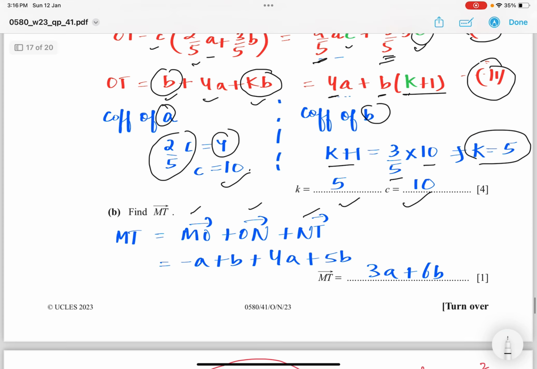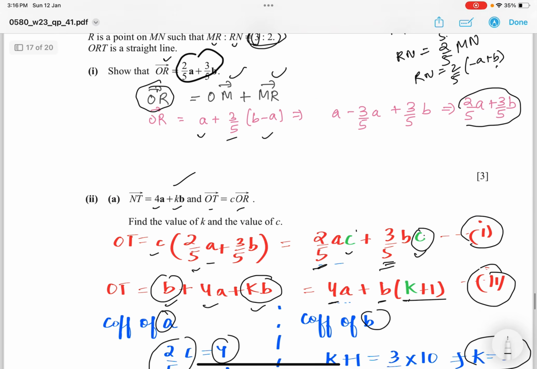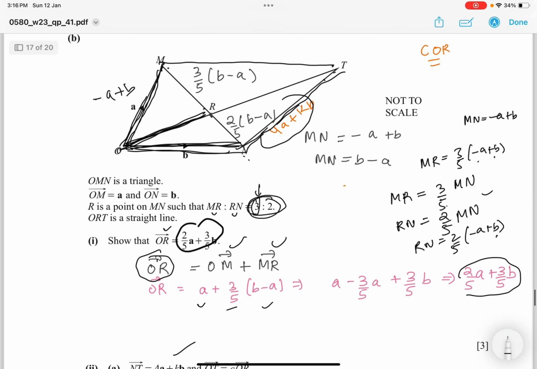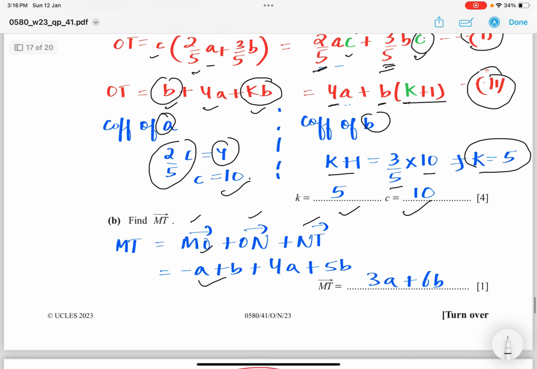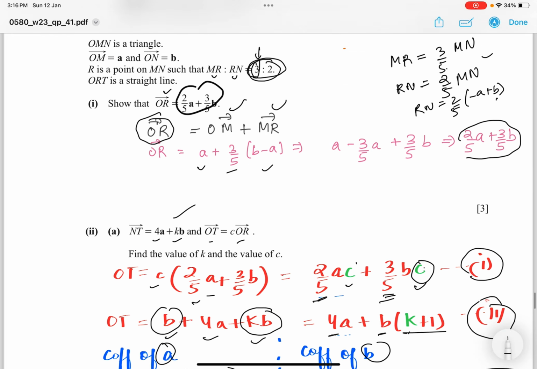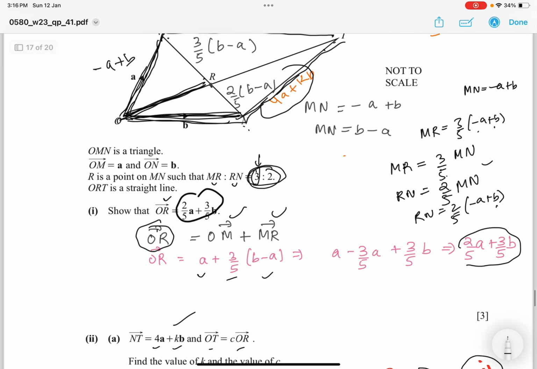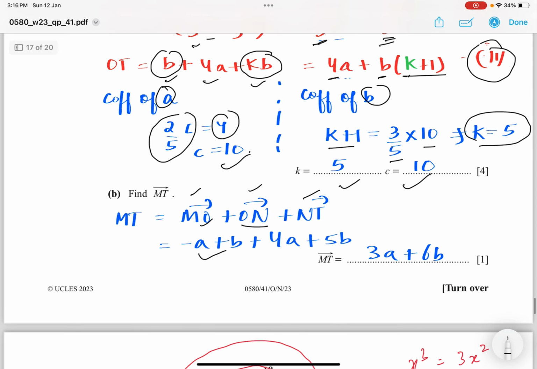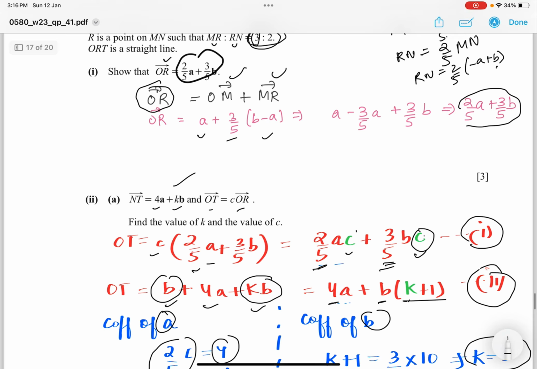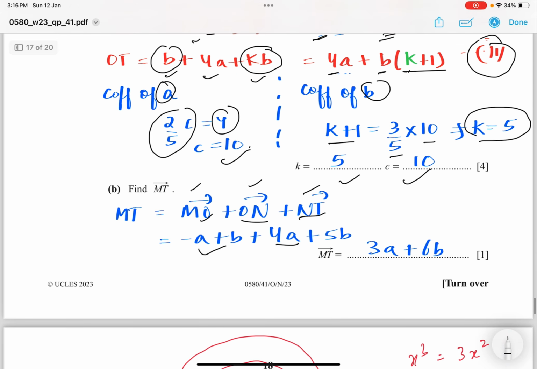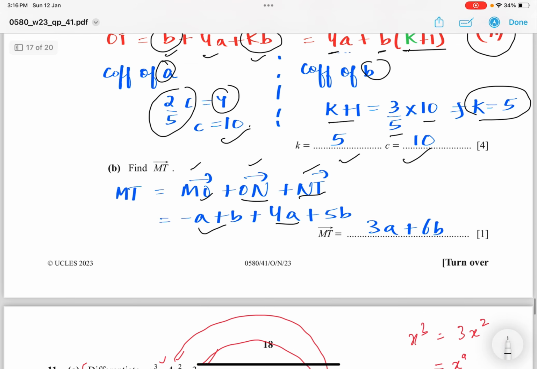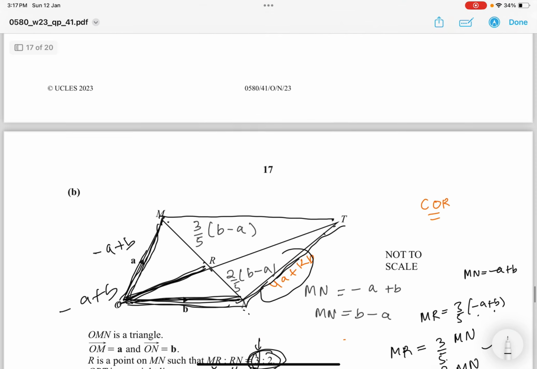So MO is negative A. Then we have to go ON. ON is B. So it would be negative A plus B. Then NT is 4A plus KB. Now the value of K has been given to us as 5. So it would be 4A plus 5B. That will result in the answer 3A plus 6B. Let us move on to the next question.